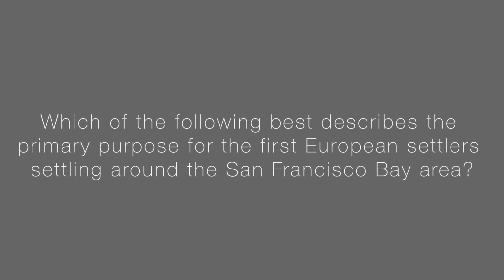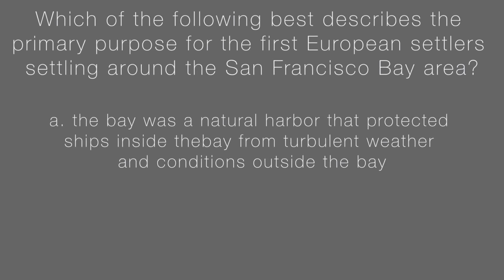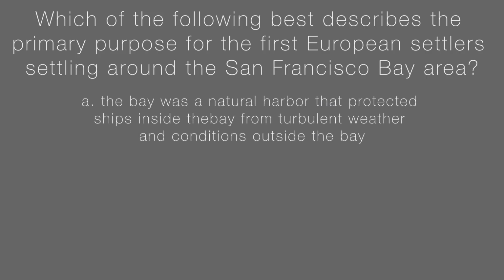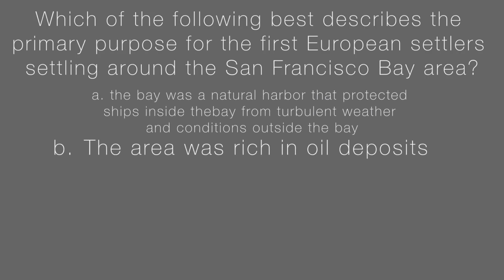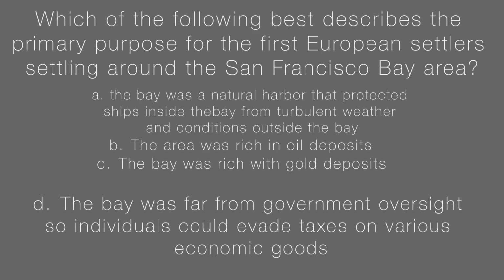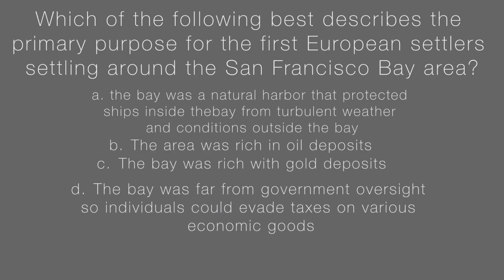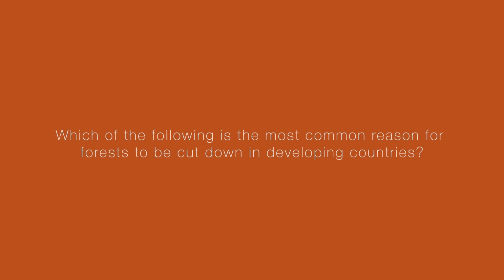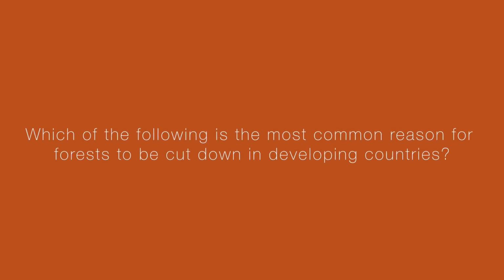Which of the following best describes the primary purpose of the first European settlers settling in the San Francisco Bay Area? The bay was a natural harbor that protected ships inside the bay from turbulent weather and conditions outside the bay. The area is rich in oil deposits. The bay was rich with gold deposits. The bay was far from government oversight, so individuals could evade taxes on various economic goods. Correct answer is A.